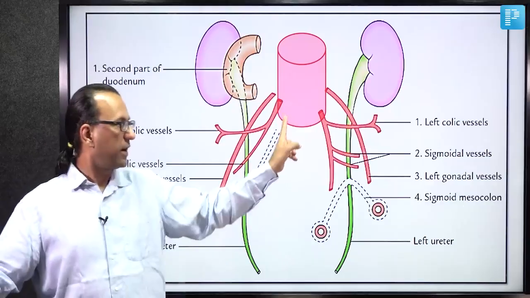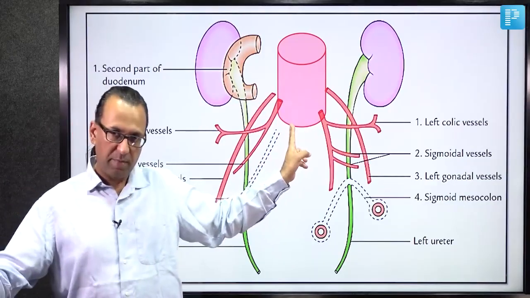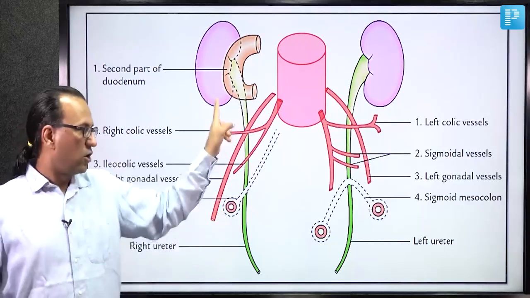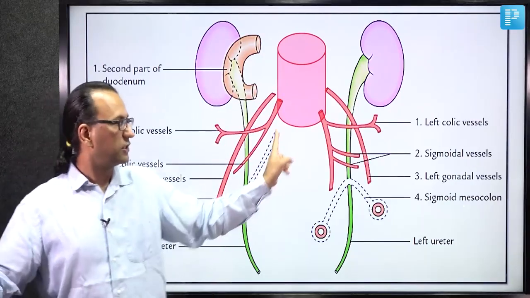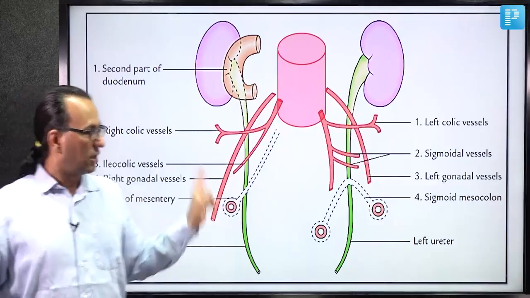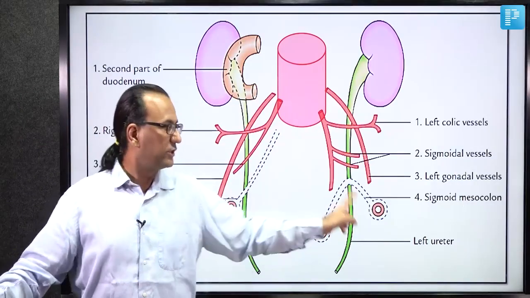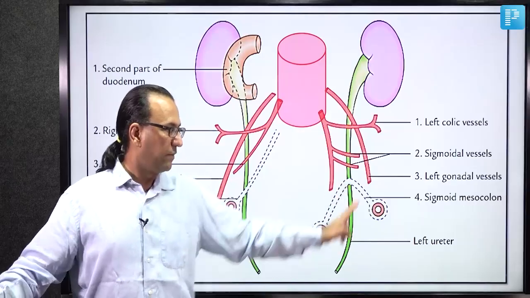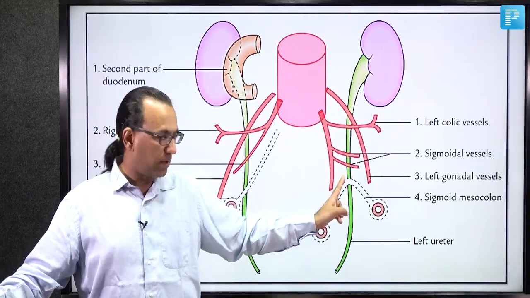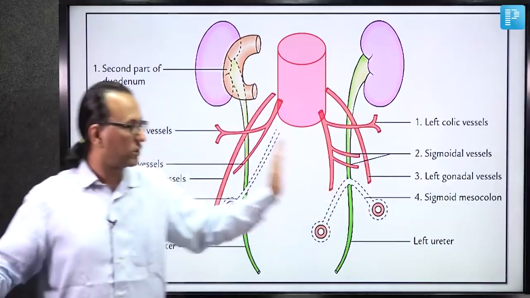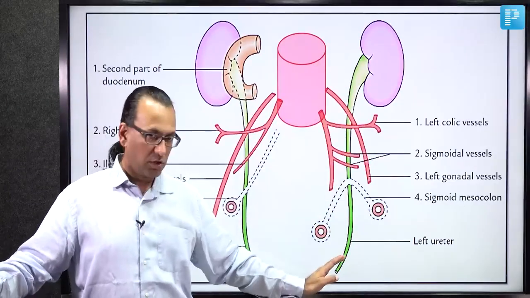The ureter is also crossed by the root of the mesentery, as you remember, but the root of the mesentery crosses only the right ureter because it is present from the midline to the right iliac fossa. It does not cross the left ureter. The left ureter is crossed by the sigmoid mesocolon at the pelvic brim, at the bifurcation of the common iliac artery into external and internal iliac artery. These structures are all anterior to the ureters.